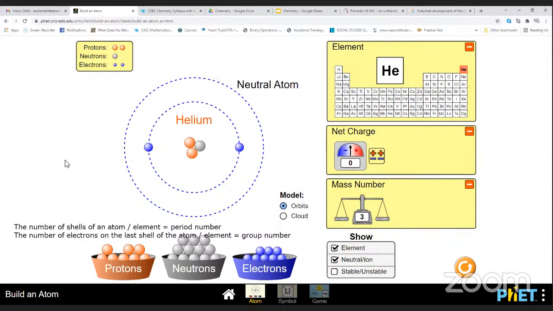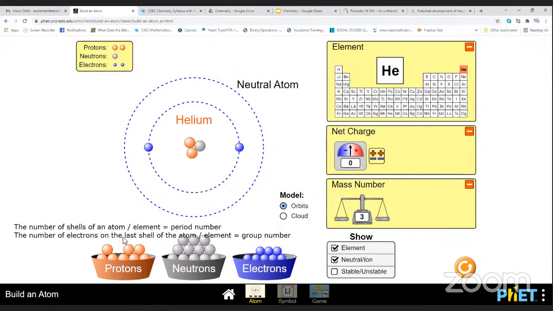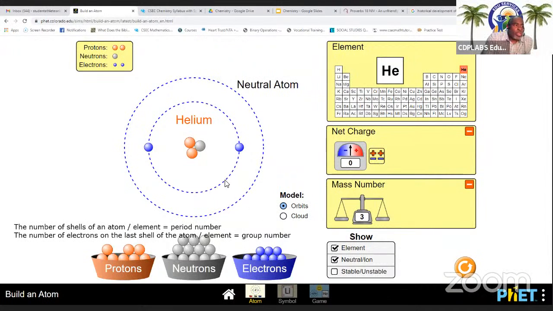Group 1. No. That means you're not reading the notes. What did the notes say right there, sir? Read it out, please. The number of electrons on the last shell of the atom or element equals the group number. So this is the only shell it has. So how many electrons does it have on the last shell? And it's the only shell. How many?